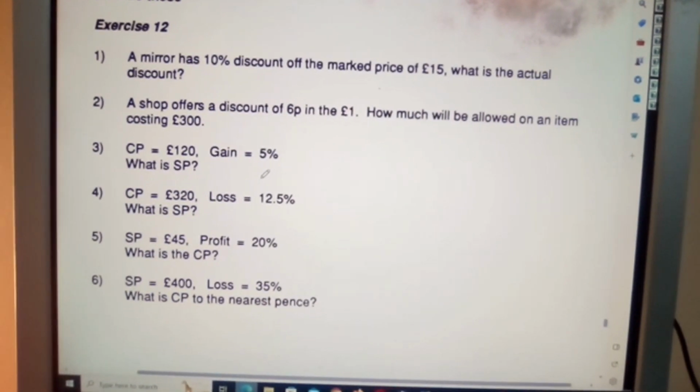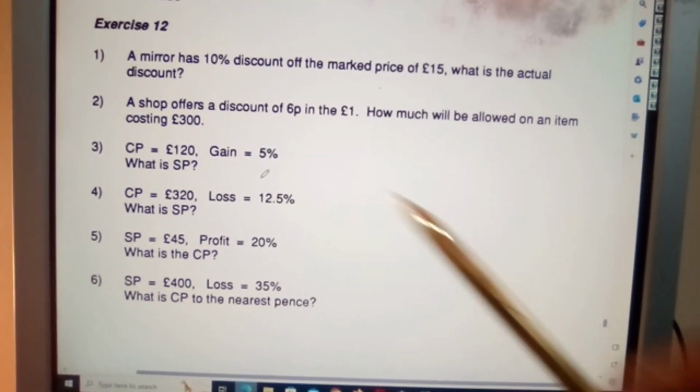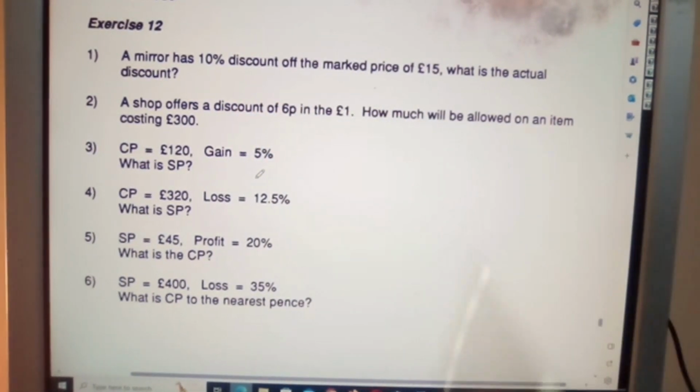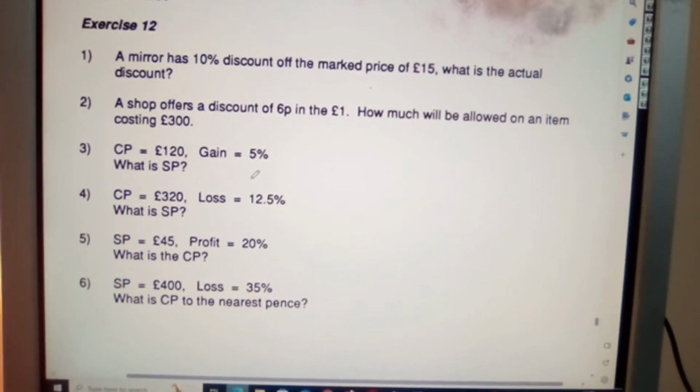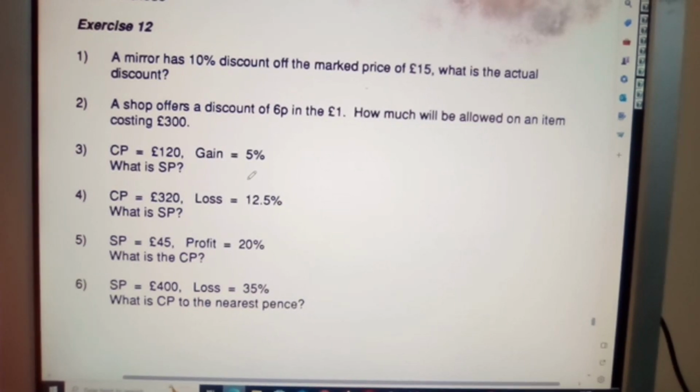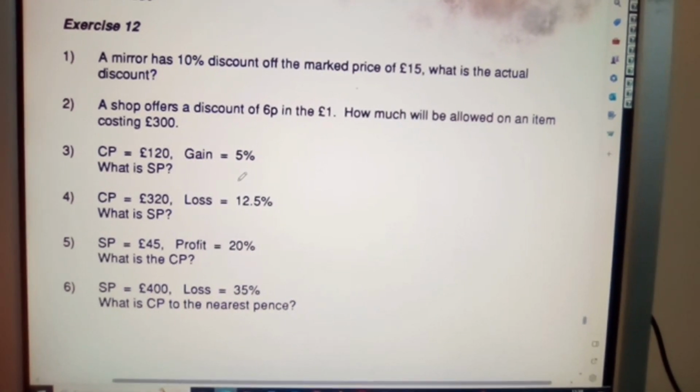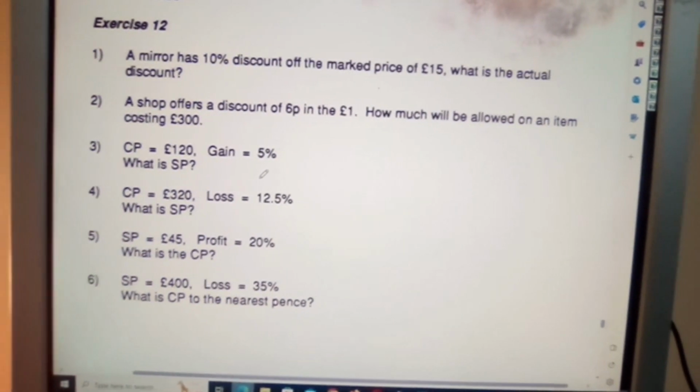Now get these done for me, please. Don't sit there doing nothing or looking at the screen. Get some pen and paper, write them out, look back at how it was done and resolved. Practice, practice, practice.